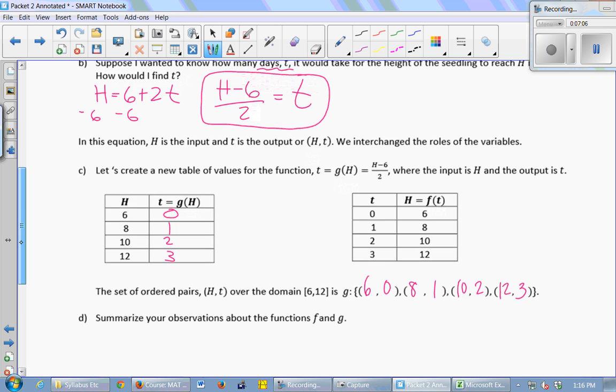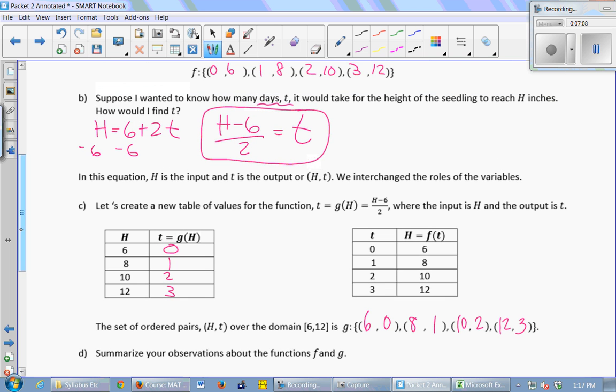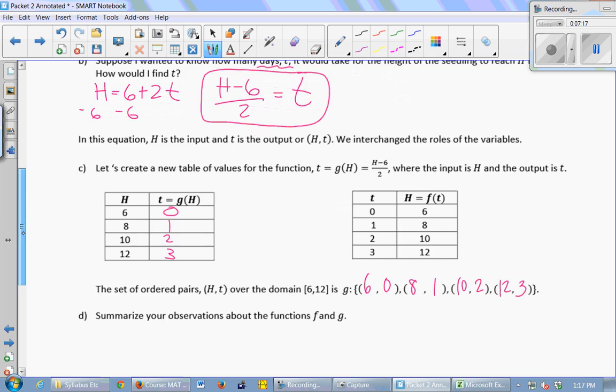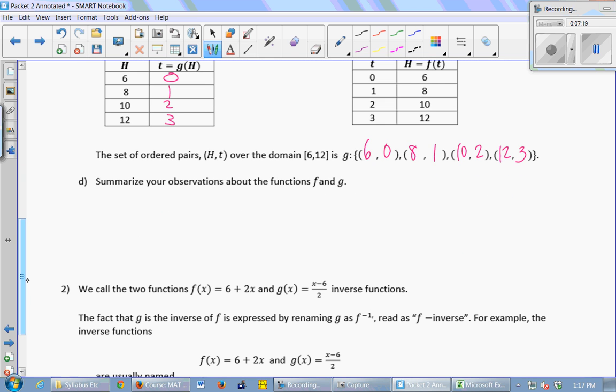All right, so what do you notice about the two tables or the two sets of ordered pairs? They flipped. It just changed the input and output. Okay, so the inputs and outputs, right, which we usually think of as the x and the y, right? In this case, t and h, right? The inputs and the outputs switched.